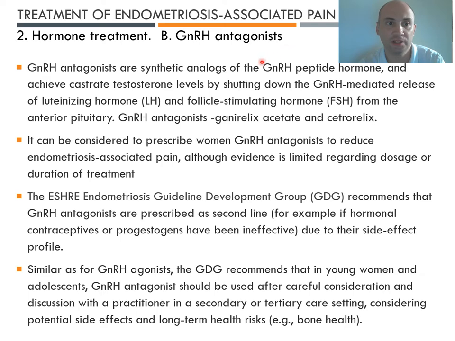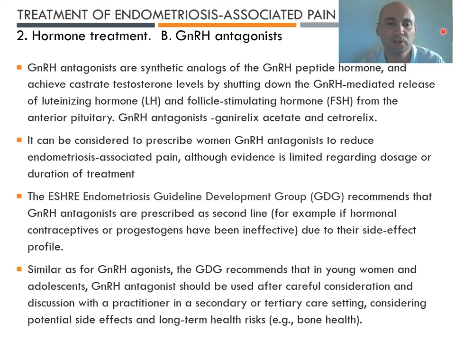Gonadotropin-releasing hormone antagonists are synthetic analogs of the gonadotropin-releasing hormone peptide and achieve castrate testosterone levels by shutting down the gonadotropin-releasing-mediated release of luteinizing hormone and follicle-stimulating hormone from the anterior pituitary. Gonadotropin-releasing hormone antagonists: ganirelix acetate and cetrorelix. It can be considered to prescribe women gonadotropin-releasing hormone antagonists to reduce endometriosis-associated pain, although the evidence is limited regarding dosage or duration of treatment.